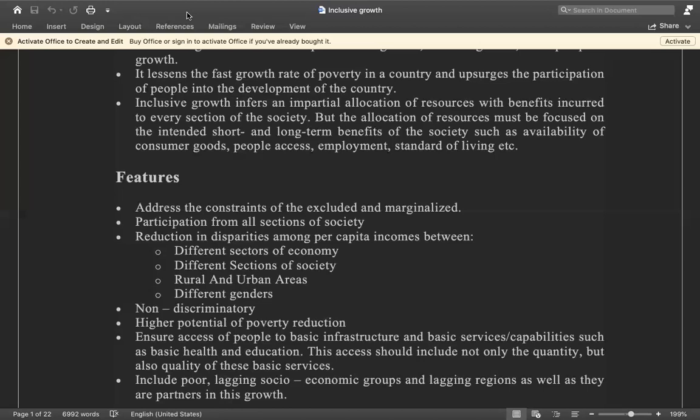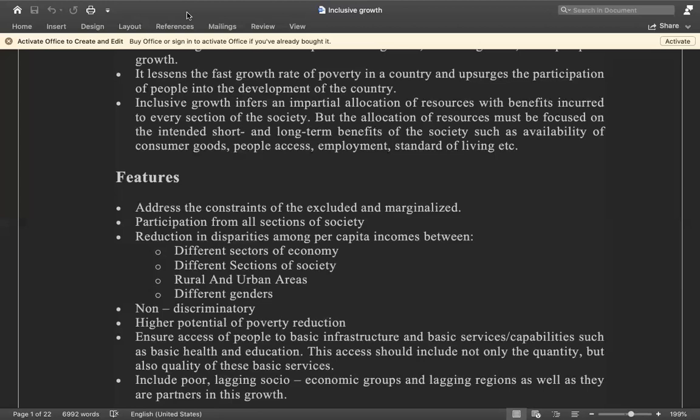Next, non-discriminatory. It is not discriminatory, isn't it? It is totally non-discriminatory. And this concept is going to give you the total information about higher potential of poverty reduction. The total inclusive growth means poverty reduction program. Simply all poverty reduction programs. Next, infrastructure, basic infrastructure facilities like road, health, education, etc. Next, this inclusive growth includes poor, not only poor, lagging socioeconomic groups and lagging regions as well as their partners in the growth.